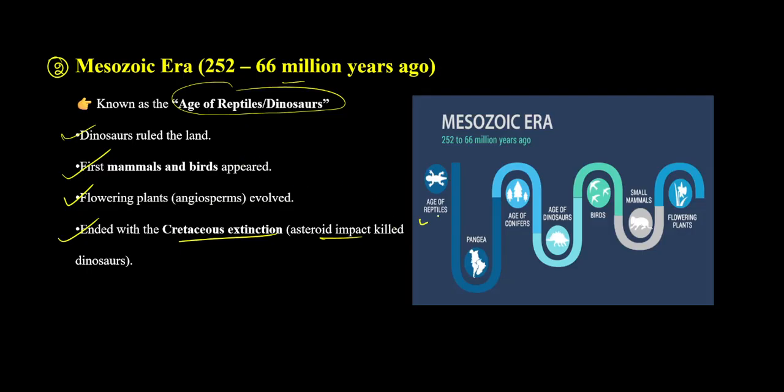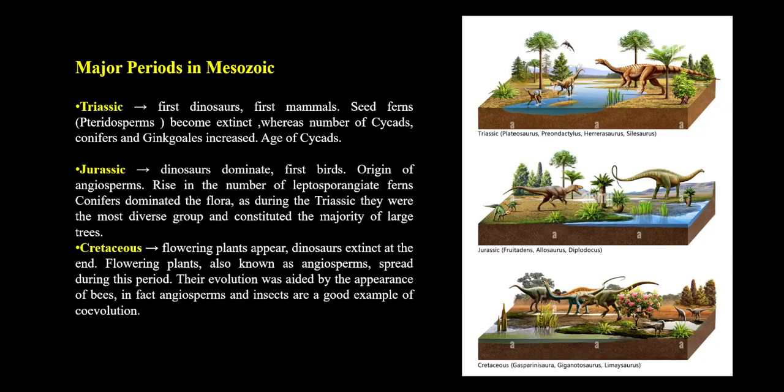So this is the age of reptiles, age of conifers, age of dinosaurs. Birds also appeared, small mammals also appeared. Flowering plants like angiosperms also appeared in this era. These are the major periods of the Mesozoic era: Triassic, Jurassic and Cretaceous.